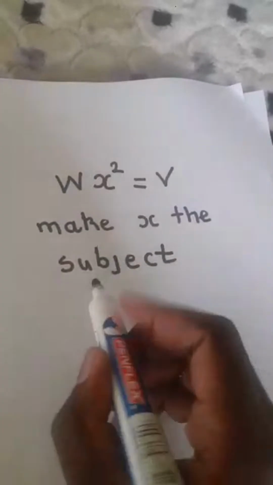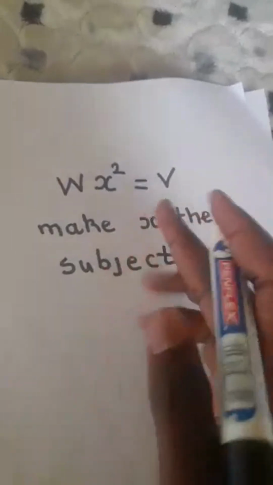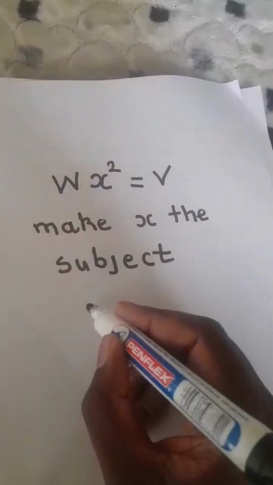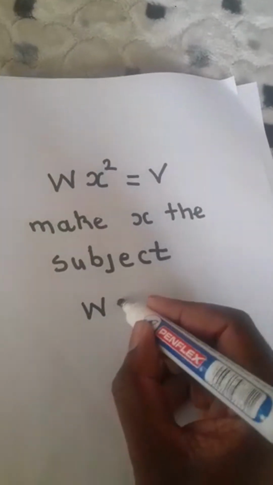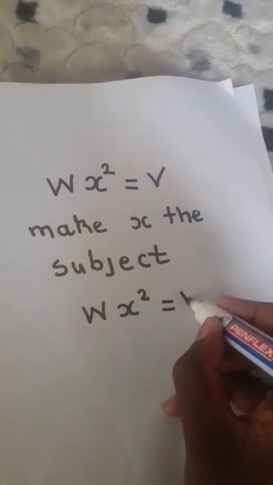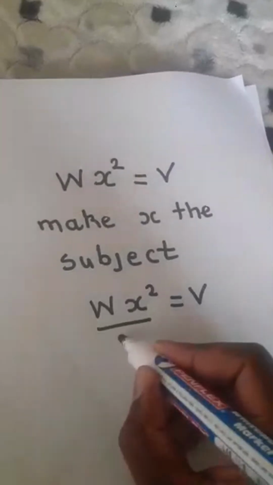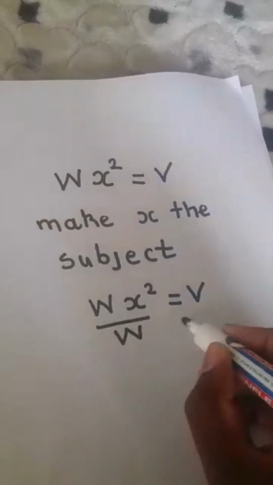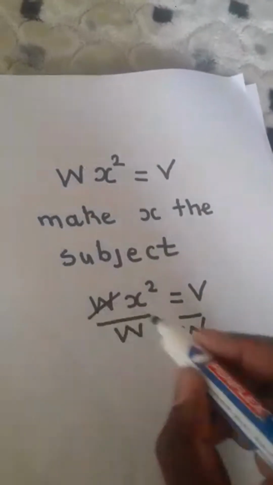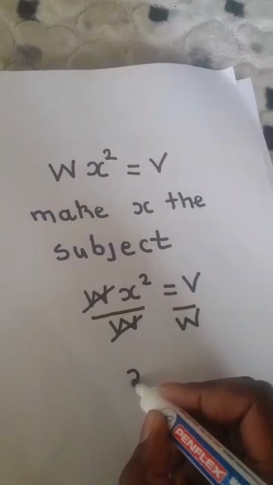So we want to make x the subject of the formula. So how do we make x the subject of the formula, guys? We want to be left with x on the other side. So it's very simple. We are going to say w x squared is equal to v, right? So we are going to divide both sides by w. So we're going to cancel w and w to this side. All right. So we are left with x.